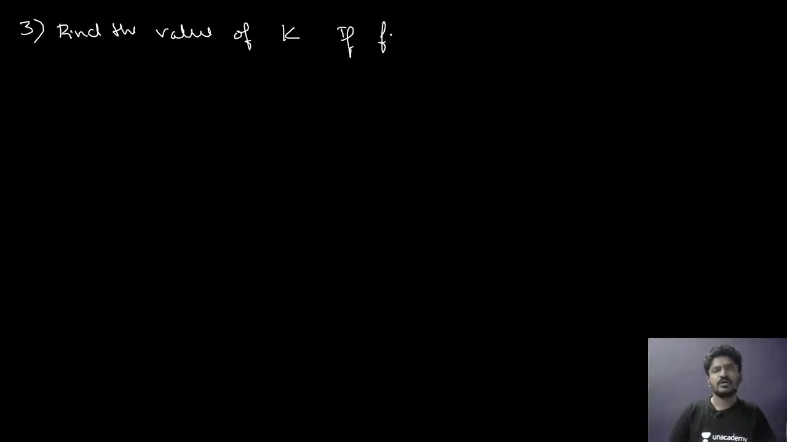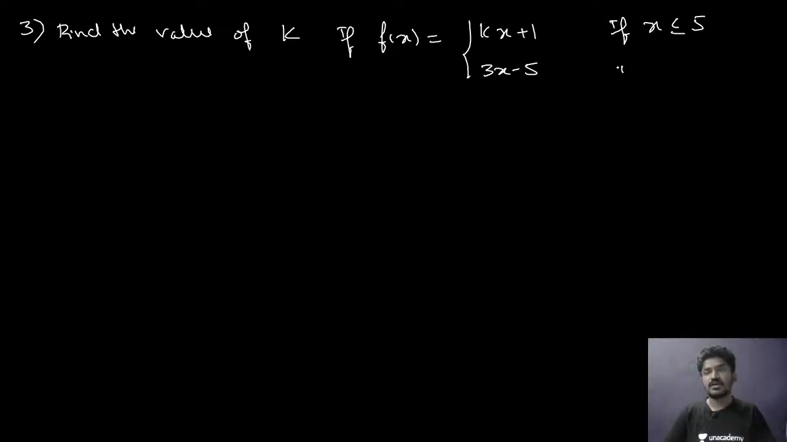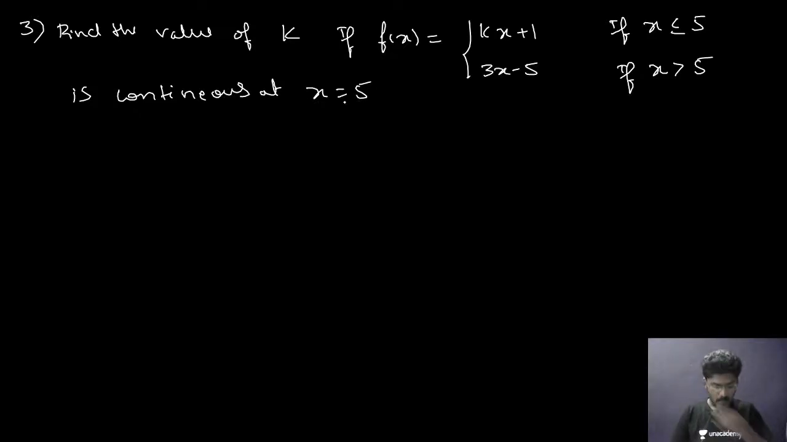Now we shall go for the next problem, the third one. Find the value of k if f of x is equal to kx plus 1 if x is lesser than or equal to 5, and 3x minus 5 if x is greater than 5, is continuous at x equal to 5.